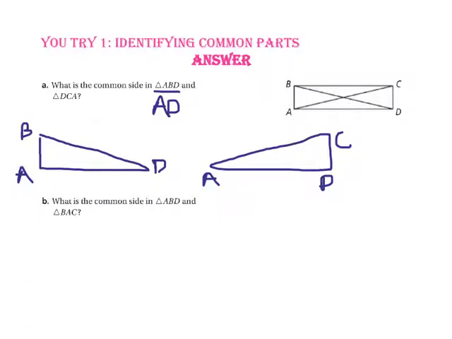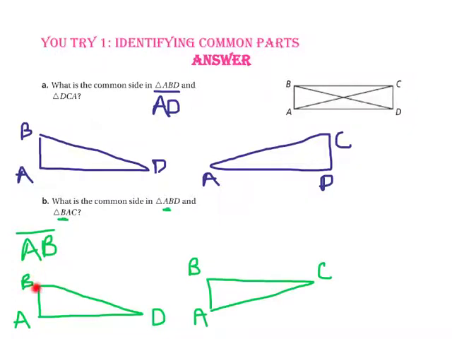Part B wants to know what is the common side in triangle ABD and triangle BAC. Again, if I want to use the names of the triangles to help me out, I notice that the letters A and B are in both triangle names, so I know side AB will be the common side. However, I can also redraw the triangles. Notice that side BA is in both triangles, so side AB or side BA is the common side.